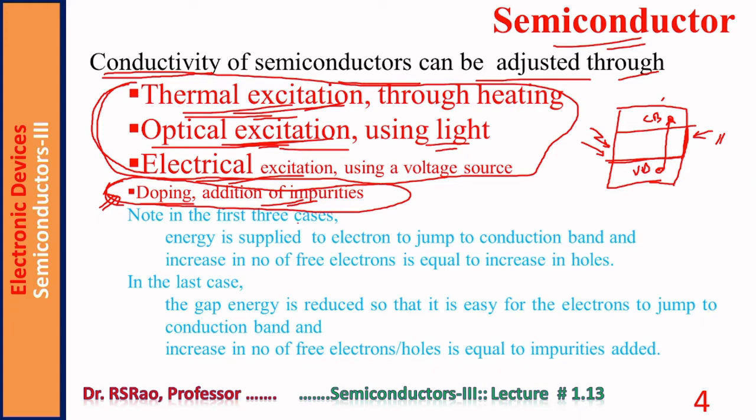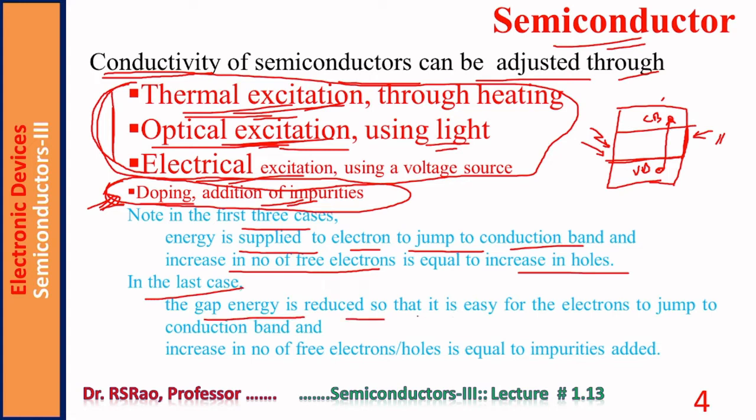With this understanding, we consider a few points. In the first three cases, energy is supplied to an electron to jump to the conduction band, and the increase in the number of free electrons is equal to the increase in holes. This is one special feature pertaining to the first three. But in the last method of varying conductivity, it is not so. In the last case, the gap energy is reduced so that it is easy for electrons to jump to the conduction band, and the increase in the number of free electrons and holes is equal to the impurities added. Here the equality is between impurities and the free electrons or holes that are added.